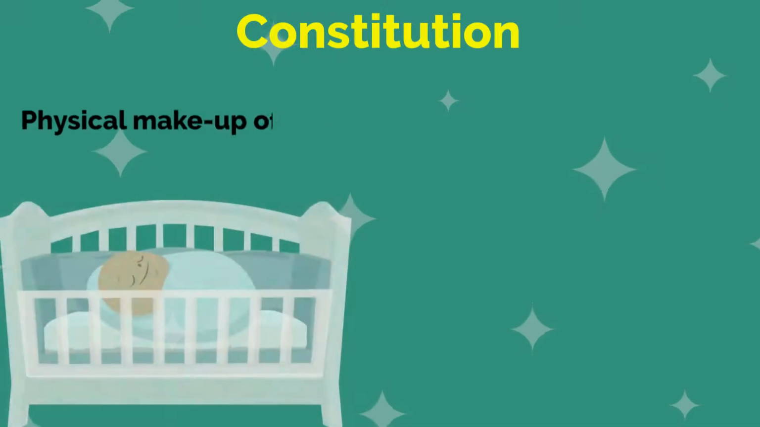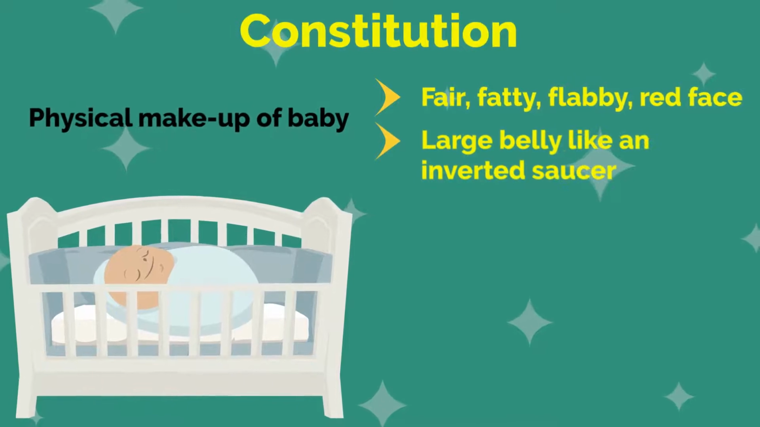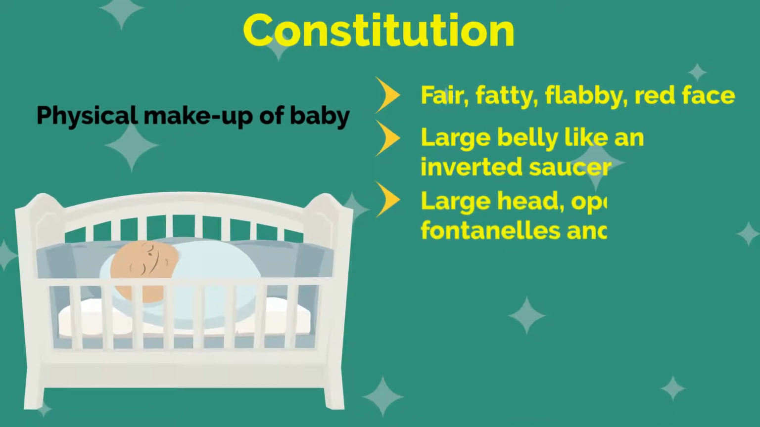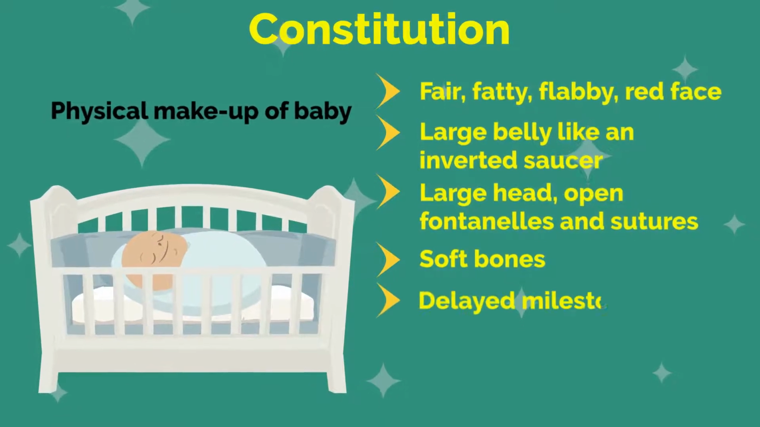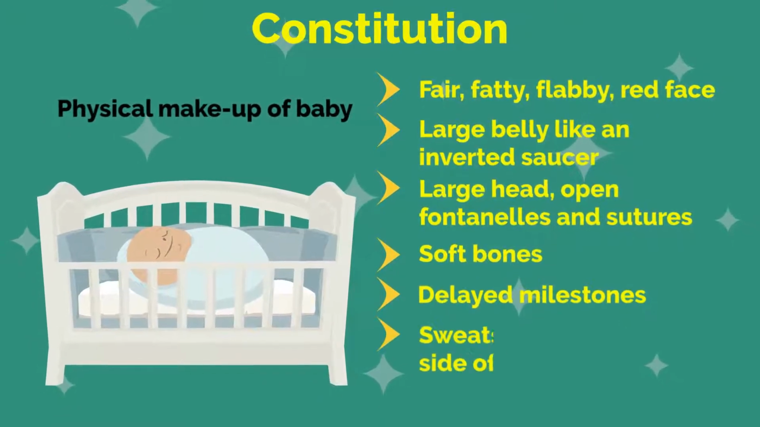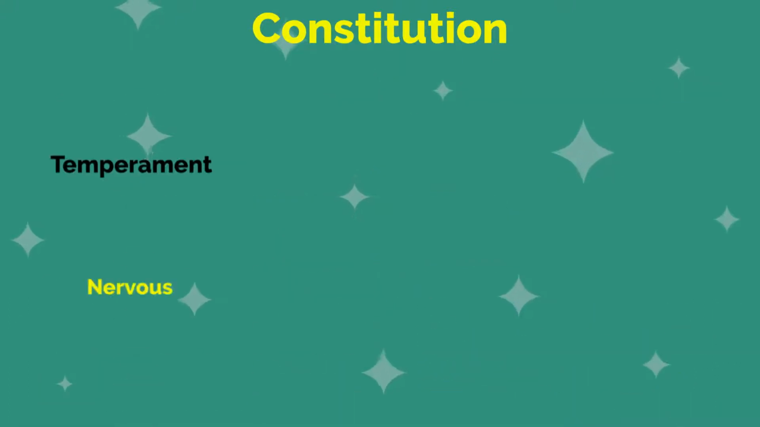Constitution of Calcaria baby. They are fair, fatty, flabby with red face. Have large belly like an inverted saucer. Large head, open fontanelles and sutures. Soft bones. Delayed milestones. Sweats easily on backside of head and neck. Have swollen glands. The temperament is of nervous type.